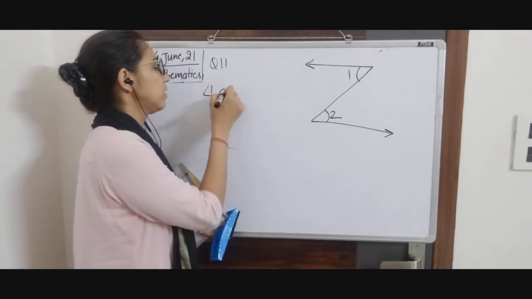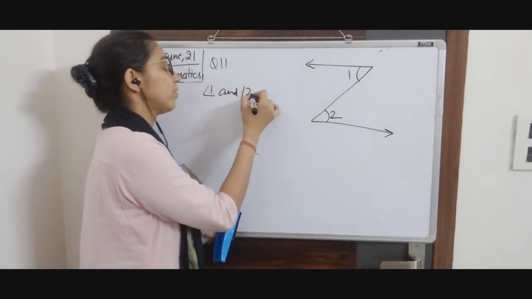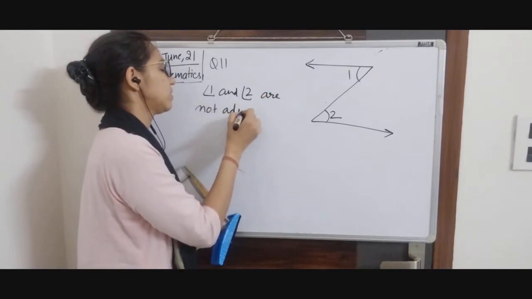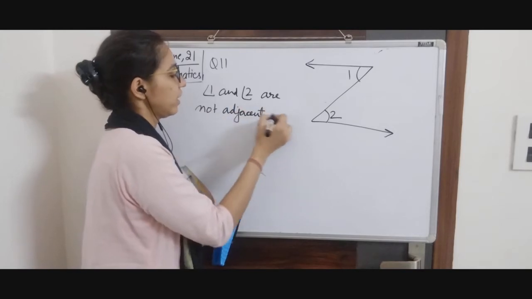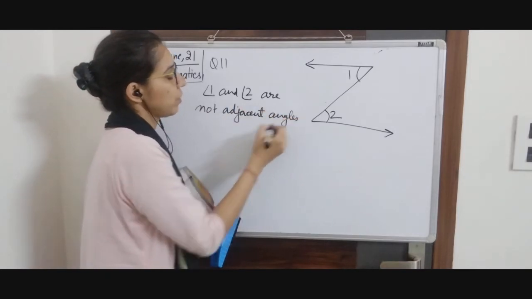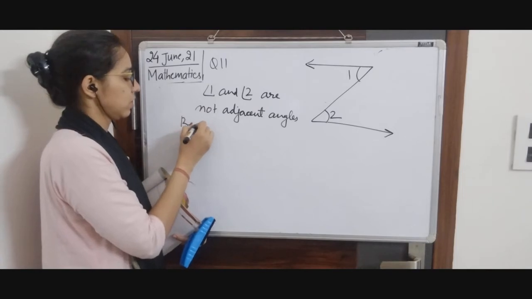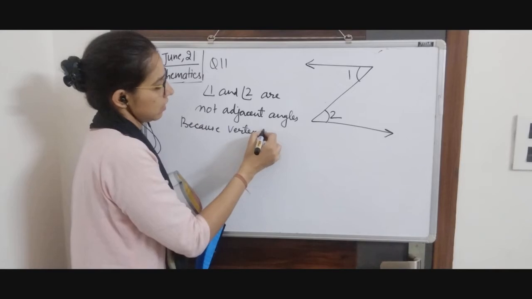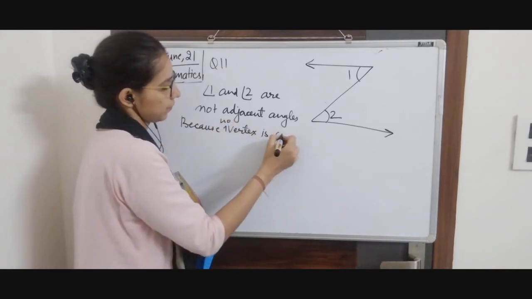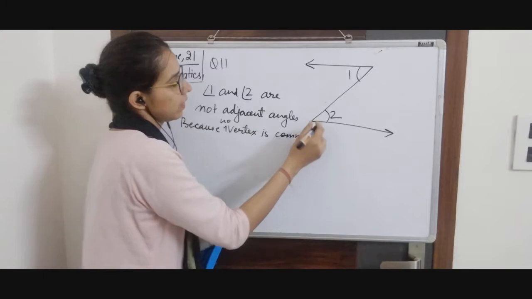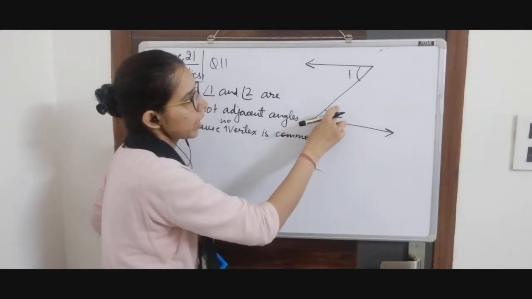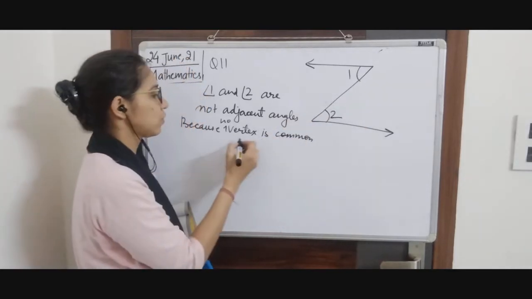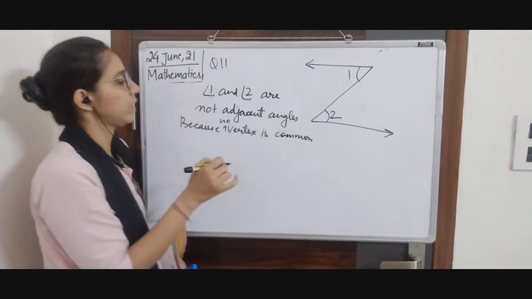So angle 1 and 2 are not adjacent, because for adjacent angles we have to check three criteria. The first one of them is common vertex, because no vertex is common. Okay? They might be having the common arm, or they might be having their non-common arms on the opposite sides, but they don't have common vertex. So no common vertex, it means not adjacent.